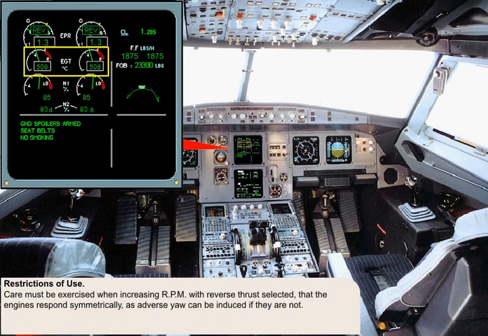Care must be exercised when increasing reverse RPM that the engines respond symmetrically, as adverse yaw can be induced if they are not. This could be particularly embarrassing when applying full reverse thrust when landing on a slippery runway.